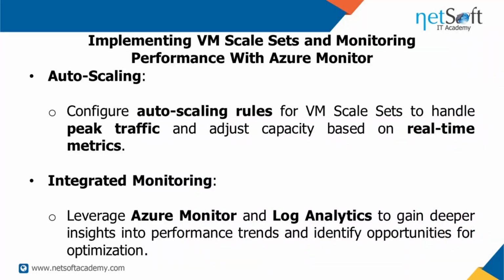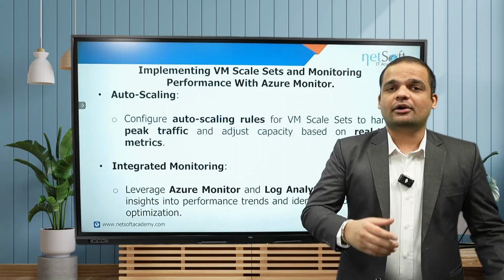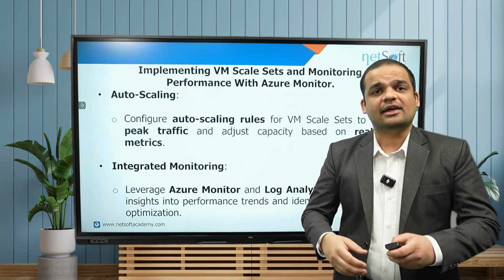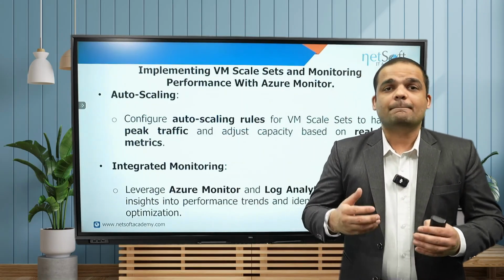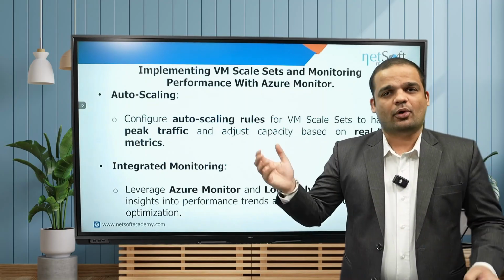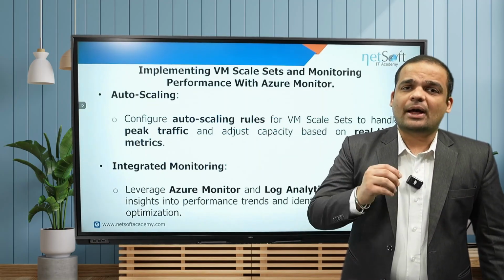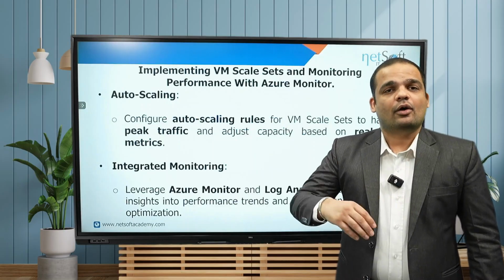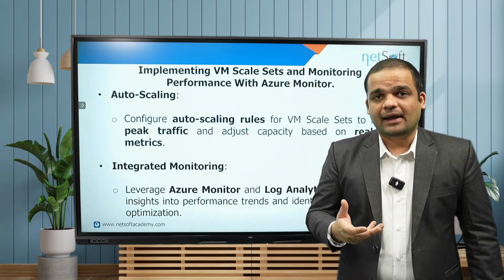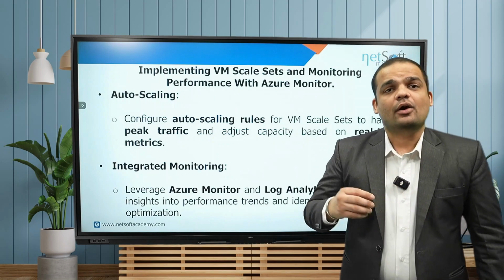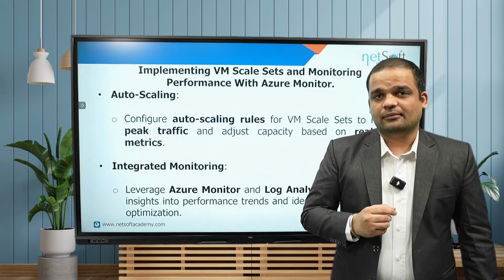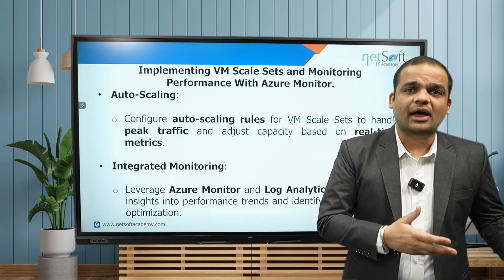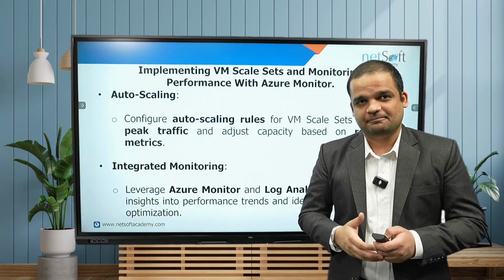Next, autoscaling is also a key benefit of virtual machine scale set itself. You can configure autoscaling rules based on real-time metrics such as CPU load or memory usage, and many more. This means your application can scale out when the traffic is high and then scale back down when the demand decreases, optimizing both performance and cost efficiently.